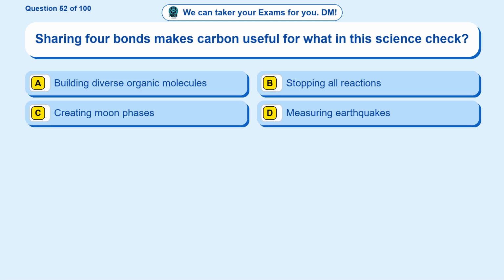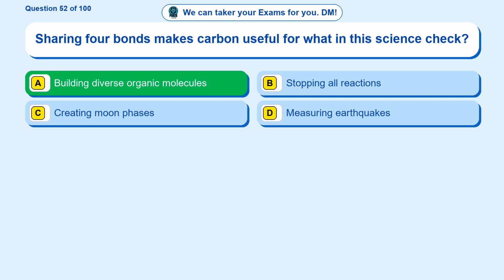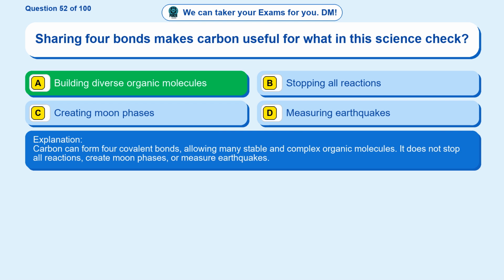Question 52. Sharing 4 bonds makes carbon useful for what in this science check? Option A, building diverse organic molecules. Option B, stopping all reactions. Option C, creating moon phases. Option D, measuring earthquakes. The correct answer is option A. Building diverse organic molecules. Carbon can form 4 covalent bonds, allowing many stable and complex organic molecules. It does not stop all reactions, create moon phases, or measure earthquakes.